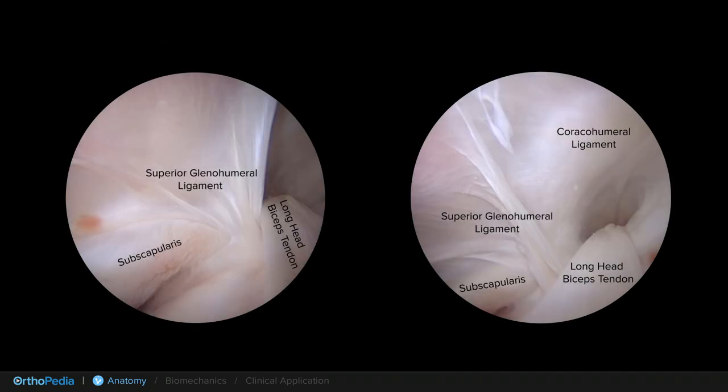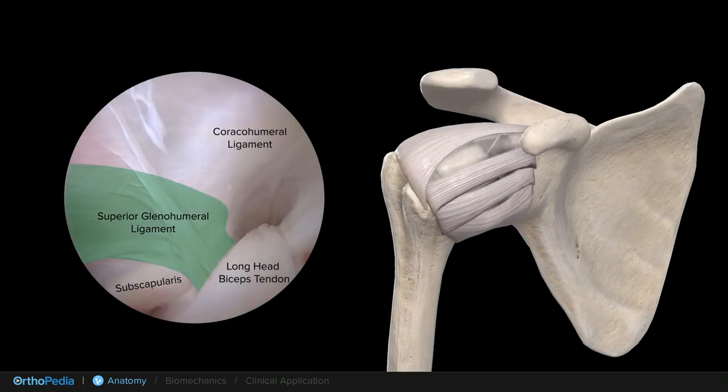Laterally, it makes up the biceps sling, or the medial pulley, which is comprised of the superior glenohumeral ligament and the coracohumeral ligament. The CHL acts as a superficial roof, while the SGHL is the deep floor of the pulley. The SGHL works in conjunction with the CHL to limit superior translation and external rotation when the arm is adducted.